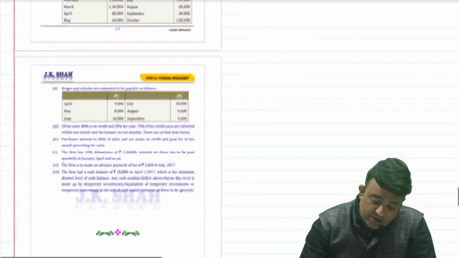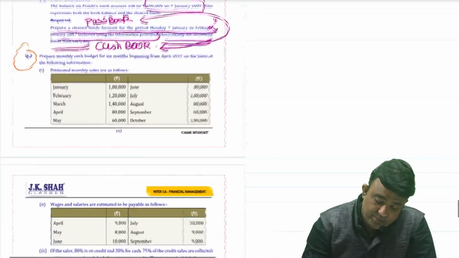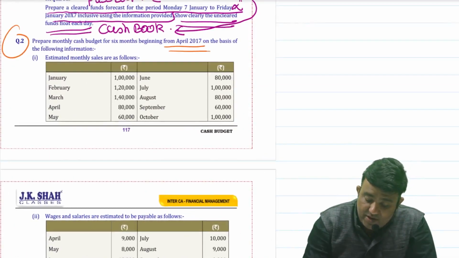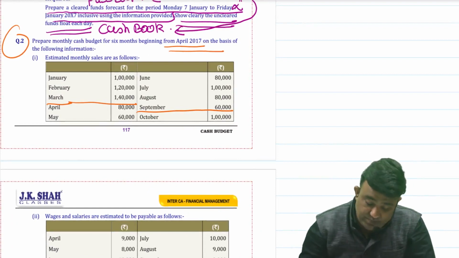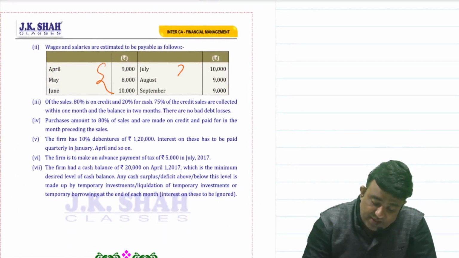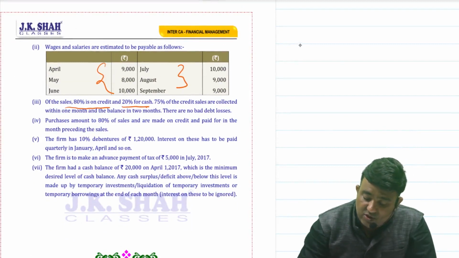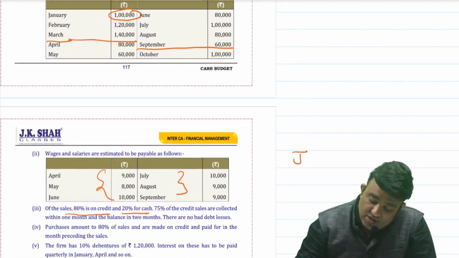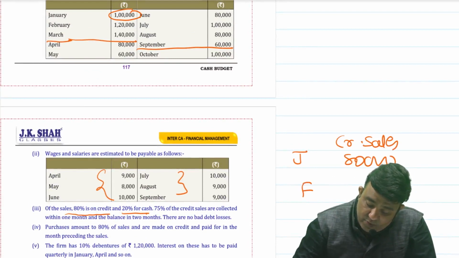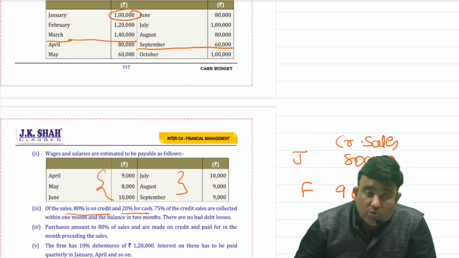And student, last point, question number 2. They've asked you to prepare April to 6 months, matlab April to September, everyone. But they've given you data from January to October. Wages, these are the direct payments. 80% is credit sales, 20% cash. So if I talk about January, 20% of January will be cash, so credit sales will be 80,000. Same way February, 20% will be cash, so 96,000 will be credit sales. So on you can work out.